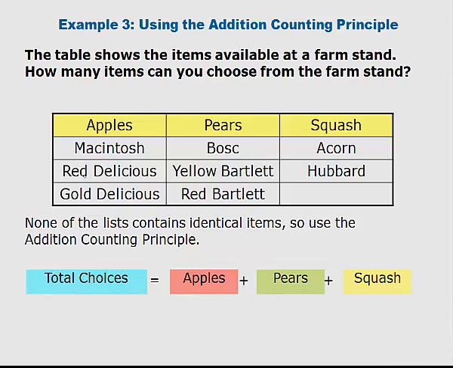For apples we have 3 possible apples: Macintosh, Red Delicious, and Golden Delicious. For pears we have 3 pears: Bosc, Yellow Bartlett, and Red Bartlett. And for squash we have 2 options: Acorn and Hubbard. So we realize that 3 plus 3 plus 2 means we have 8 different choices, and that's our solution. That's how we use the addition counting principle. Any questions? If so, bring them to class tomorrow and we'll talk about them then.